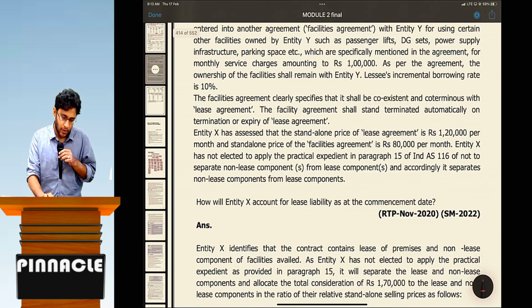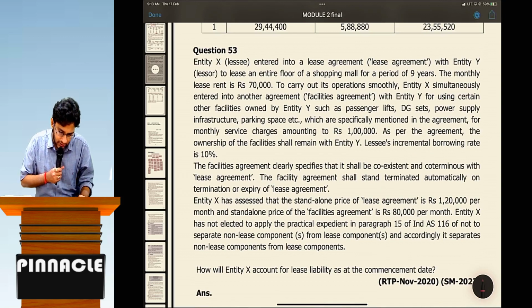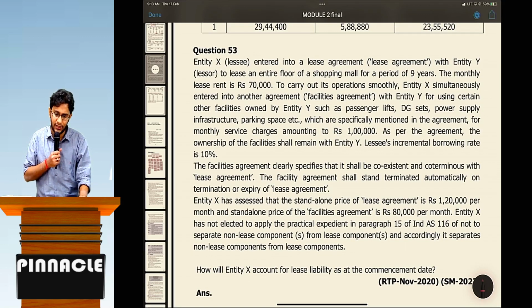Entity X, lessee, entered into a lease agreement with entity Y, lessor, to lease an entire floor of a shopping mall for a period of 9 years. The monthly lease rent is 70,000.